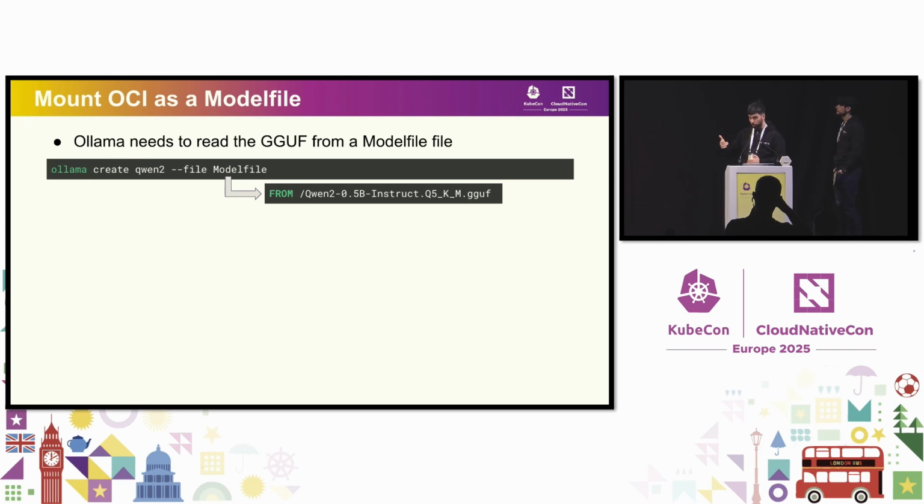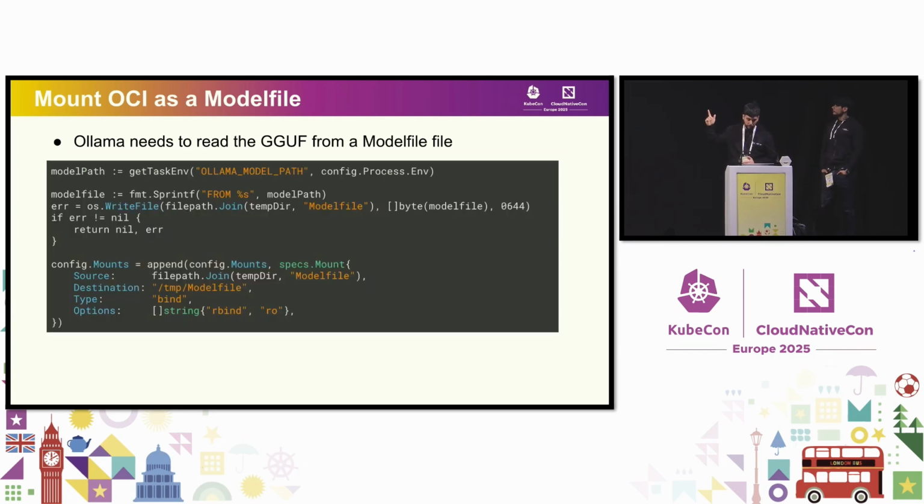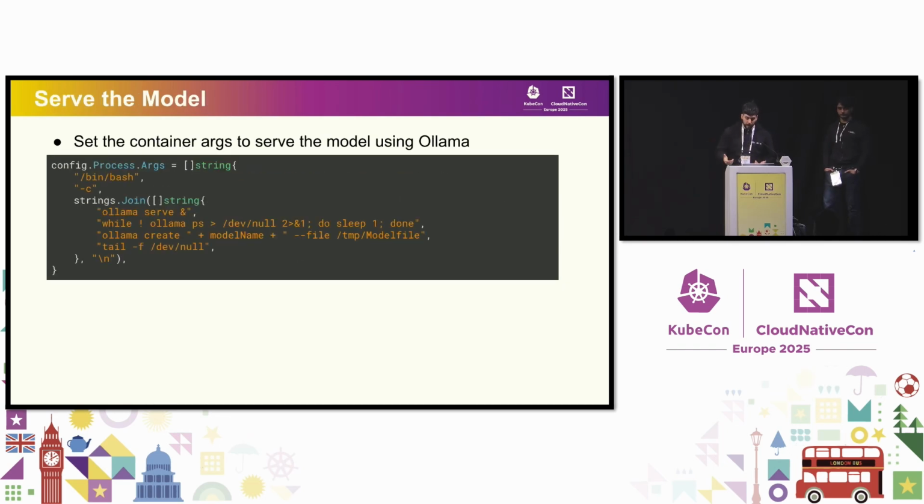The next part is we need to load our model, but Ollama doesn't support directly reading the GGUF model. So what we need to do is put the name of the model inside a model file. This is what we are doing with this piece of code. We are just creating a temporary model file with the name of the GGUF model that we want to run, and we are mounting this model file also into the container. And finally, we need to initialize the container to serve the model. We do this by running Ollama serve and then creating the model from the model file that we have mounted in the previous step.